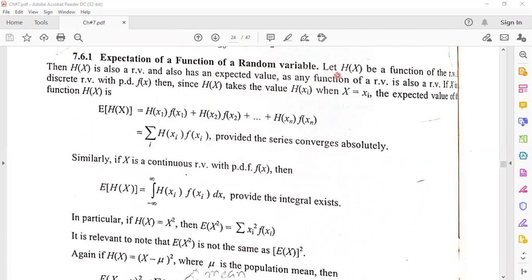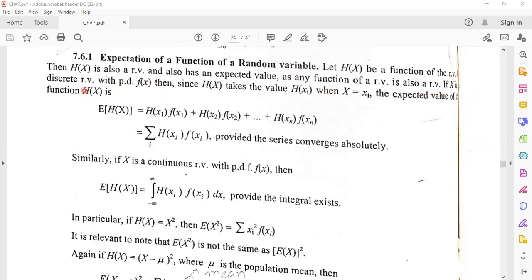Let h of capital X be the function of a random variable, then h of X is also a random variable and also has an expected value, as any function of a random variable is also a random variable.